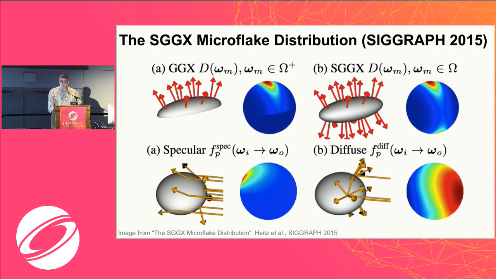And people were using them mostly for cloth. And in 2015, Heitz et al. introduced the SGGX microflake distribution, which is basically GGX, kind of two GGXs back to back.